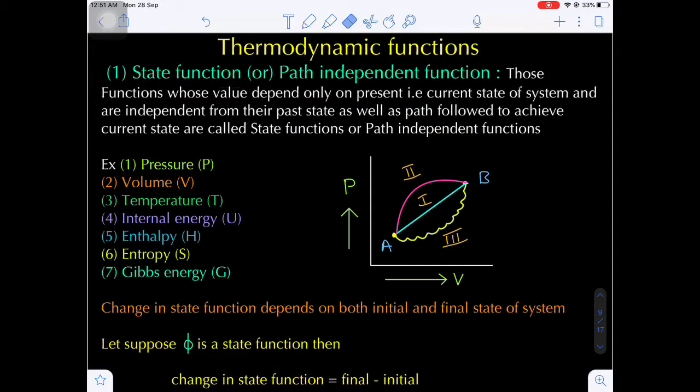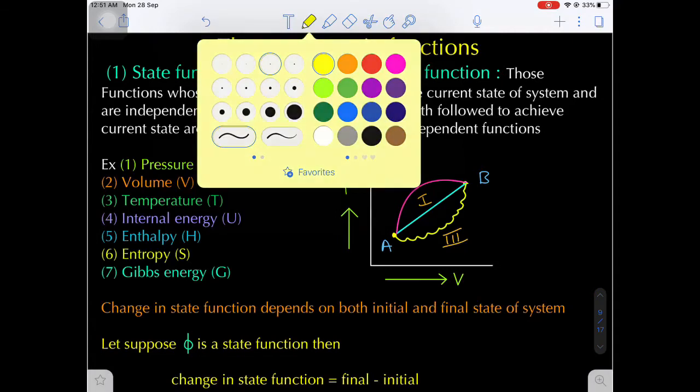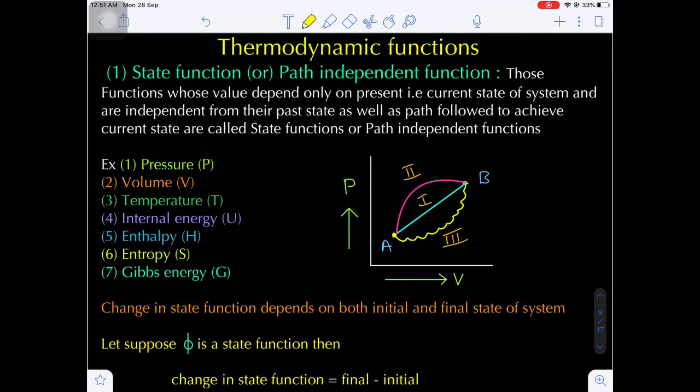State function is also known as a path independent function. Now, the definition of a state function: those functions whose value depends only upon the current state of the system, that is the present state of the system, and is independent of the previous state, that is the past state of the system, as well as independent of the path followed to achieve the present state of the system. Are you getting my point?